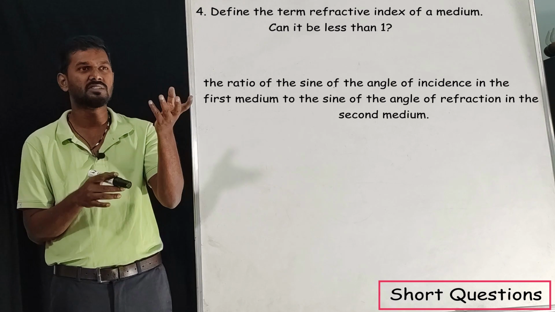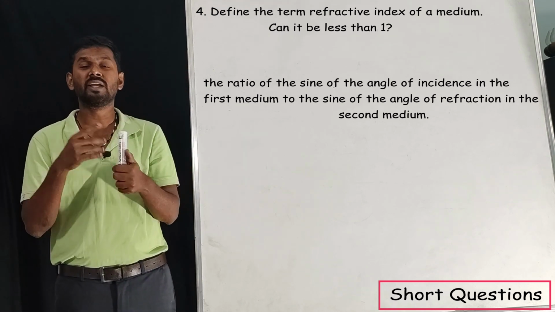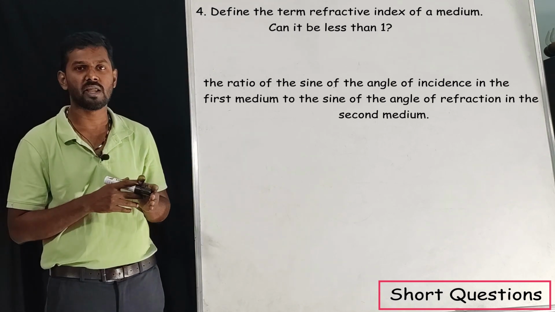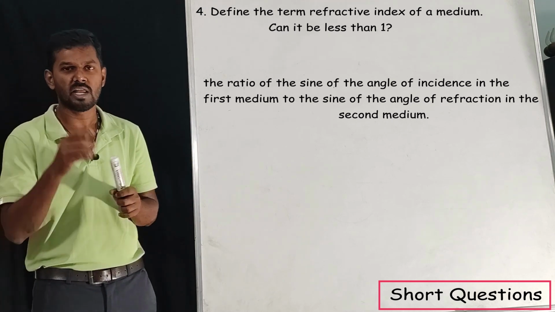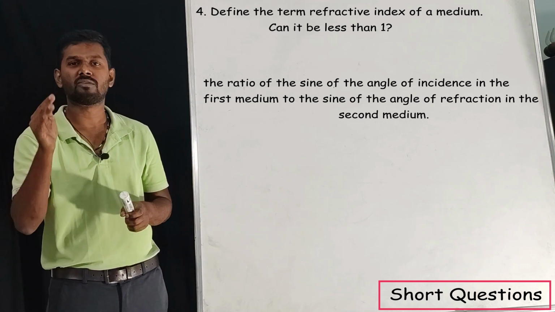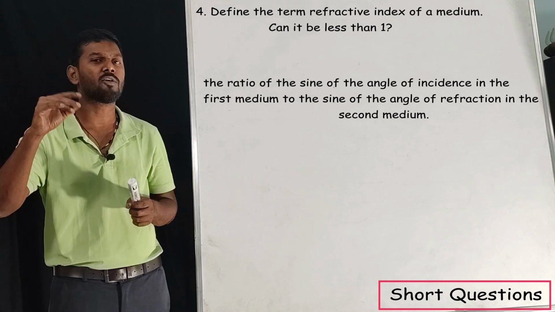So this is the definition of refractive index. Now we learn the exact meaning of refractive index. See, the definition will not give us the exact meaning of refractive index. So I'll give you one example. Refractive index of diamond is 2.43. Okay, what do you mean by that?